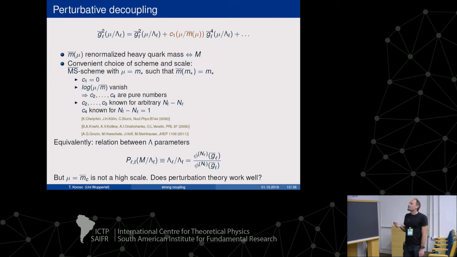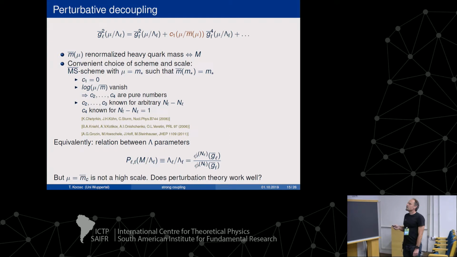And a particularly convenient scheme to do this computation is MS bar at a scale that is chosen such that the renormalized coupling at the scale is equal to the scale itself. In this case, the first coefficient vanishes, and all the coefficients up to C4 don't depend on the mass. The mass dependence is gone. And also it's known to 4 loops, or for our case to 3 loops, because we decouple 2 quarks simultaneously.